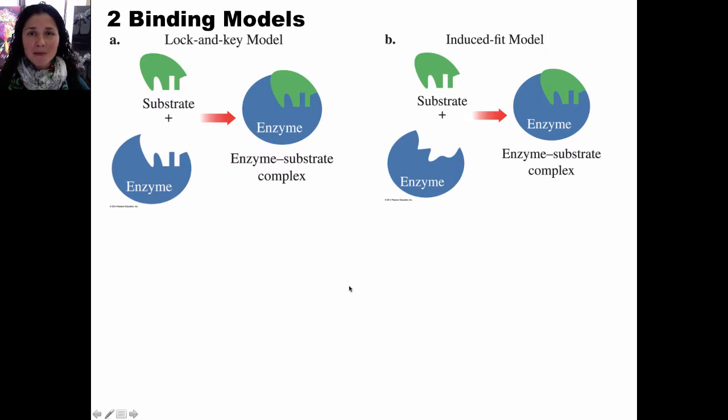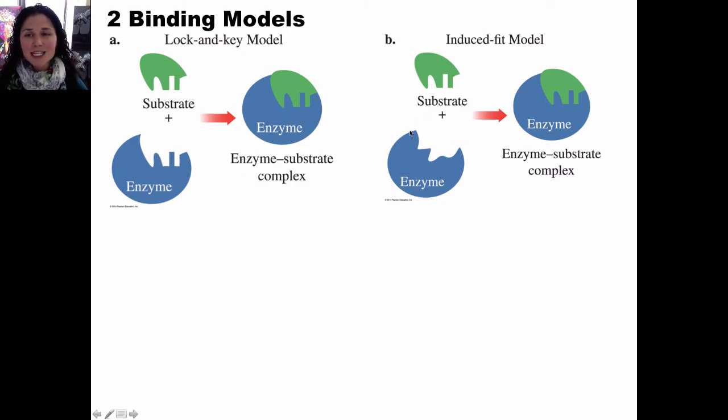There are two binding models for enzymes that you should know about: the lock and key model and the induced fit model. In the lock and key model, the enzyme is prearranged in the perfect orientation for the substrate to bind. Notice in this figure that the enzyme has a complementary binding site to the substrate, and the shape of either one of them does not change when the enzyme-substrate complex forms.